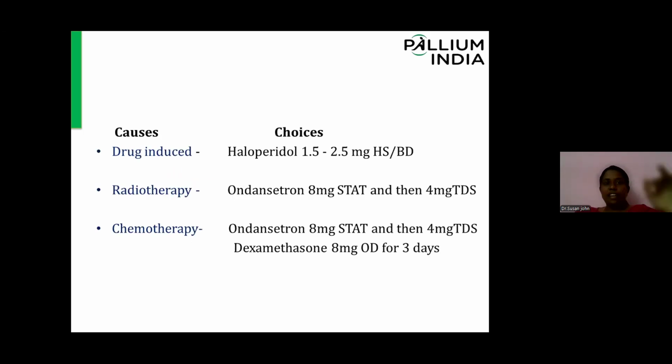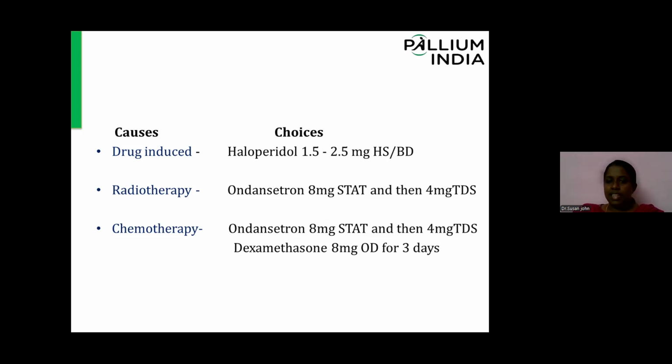So in a nutshell, I just told what the causes are and what the choice of medicine is. For drug-induced, mainly opioid-induced, and some uremic causes, we can consider haloperidol. For radiotherapy or chemotherapy-induced, we can consider the setrons, that is ondansetron. Usually a little bit higher dose for radiotherapy and chemotherapy-induced vomiting, that is an 8 mg tablet as a stat, and we can consider 4 mg TDS. Same as that of chemotherapy.